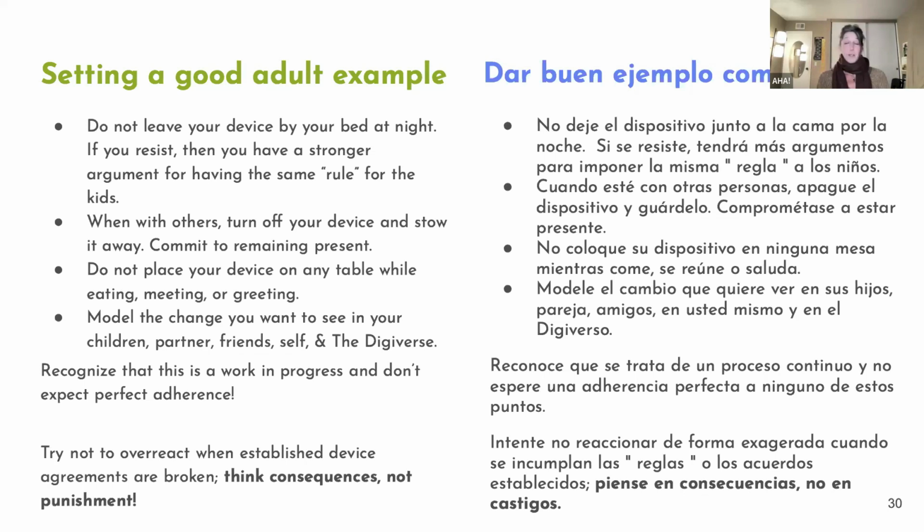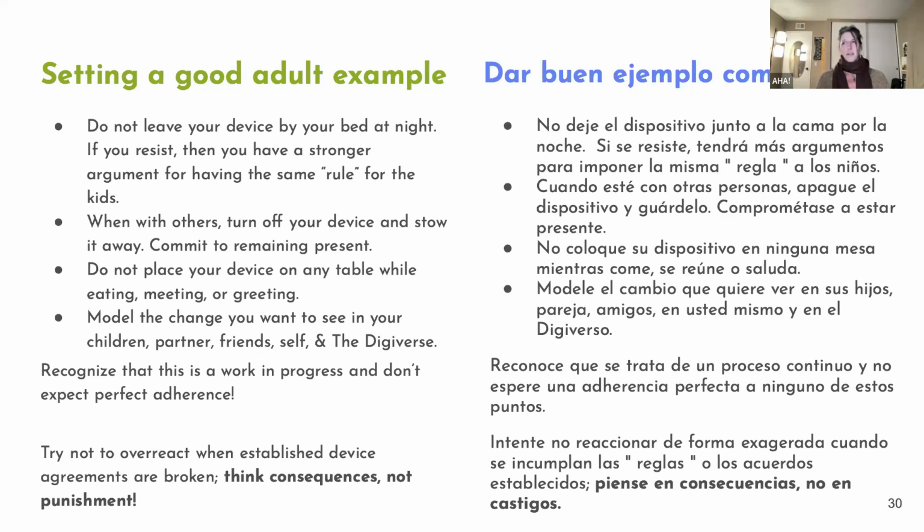When you're with other people, turn off your device and stow it away, or turn off the ringer and stow it away. Continually commit to remaining present when you're with other people. Don't place your device on the table when eating, meeting, or greeting. So how often do we go to a restaurant and everybody's phone is on the table? We can actually start making a change with that just in our own lives, in our own circles. Let's not put them on the table. Let's put them away in our bags.